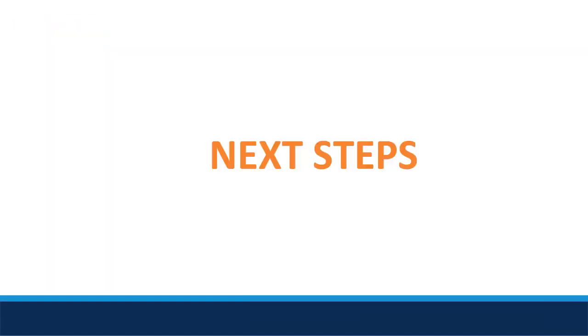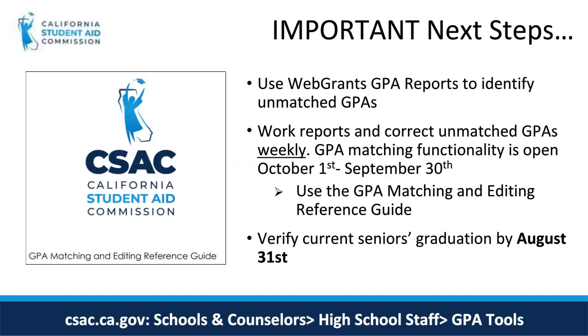Now we will talk about the next steps. Now that you've uploaded your GPAs, there are important next steps. If the GPA does not match to the student's financial aid application, it will need to be manually matched. You can use the WebGrants GPA reports found in the Data Transfer menu to identify unmatched GPAs weekly.